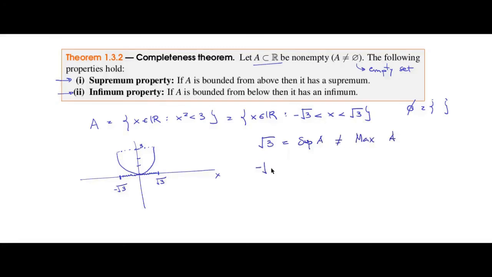And with the same argument, we can say that minus square root of 3 is the infimum, and it's not the minimum of A. Okay.